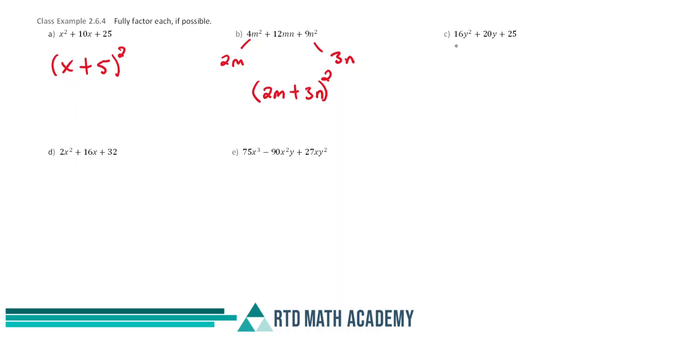So let's test this out. We say, okay, 16y squared, so that would be 4y. And the last one, square root of 25, is 5. So then, if this actually is a perfect square trinomial, it should be the case that 2 times 4y times 5 would be 20y. So 2 times 4 is 8, times 5 is 40, not 20. So this one is not a perfect square trinomial.